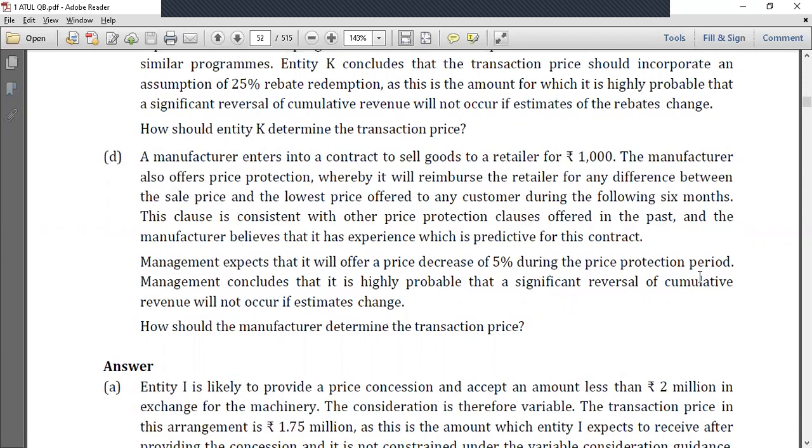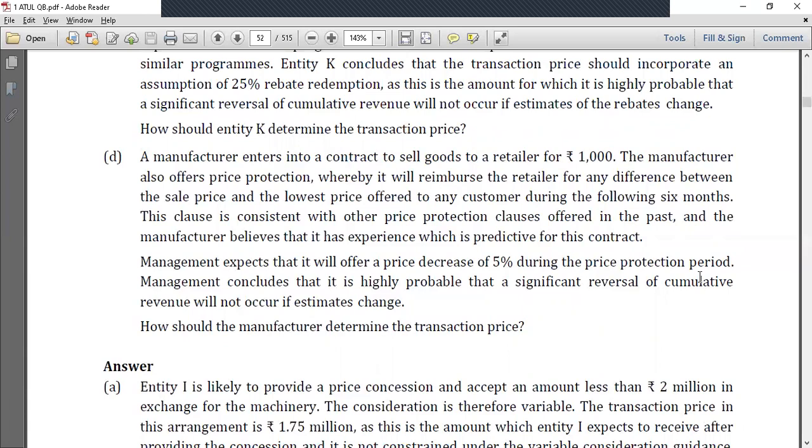Manufacturer enters into a contract to sell the goods to the retailer for 1,000 rupees. Here, the manufacturer also offers price protection, whereby it will reimburse the retailer for any difference between the sale price and the lowest price that is offered to any customer during the following 6 months.